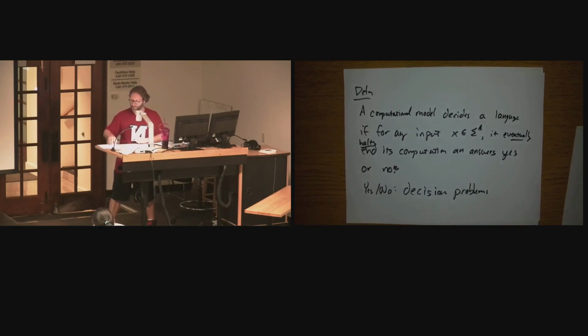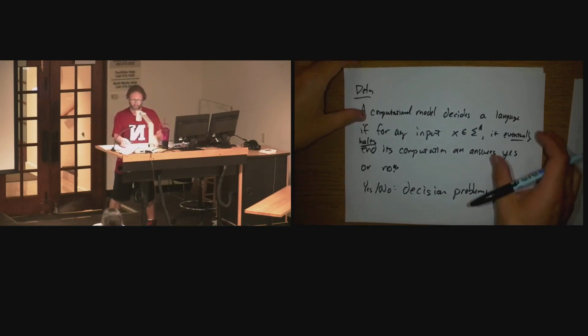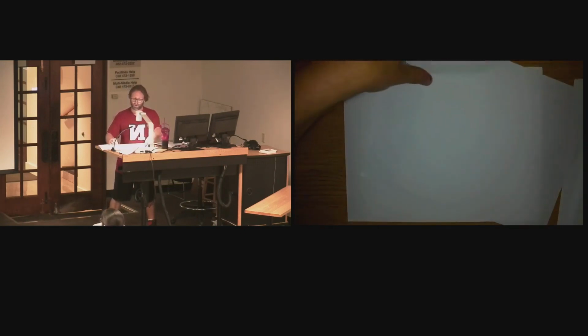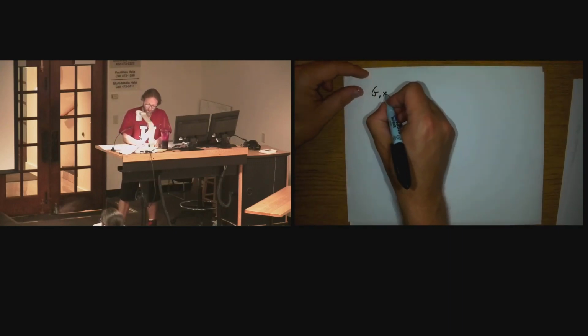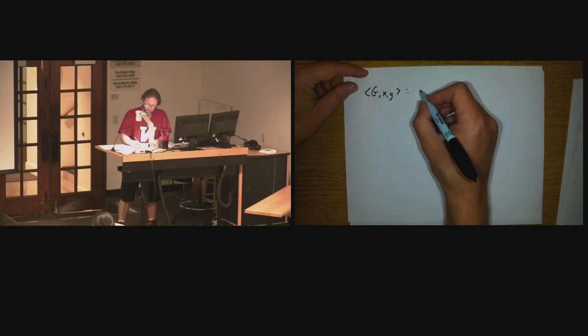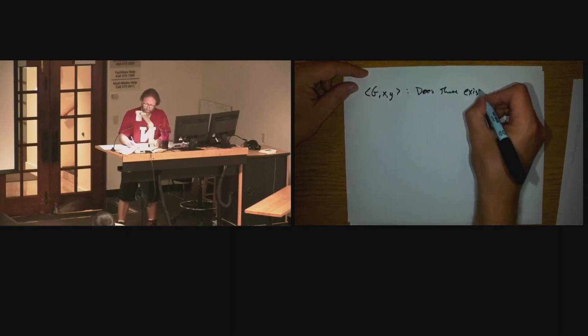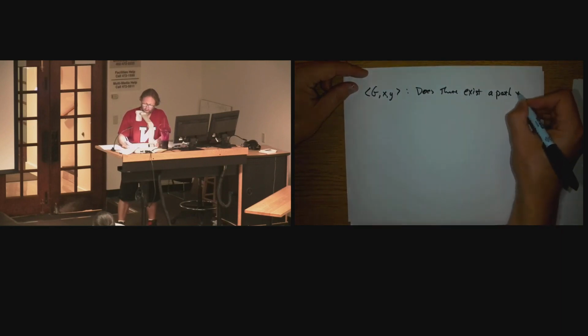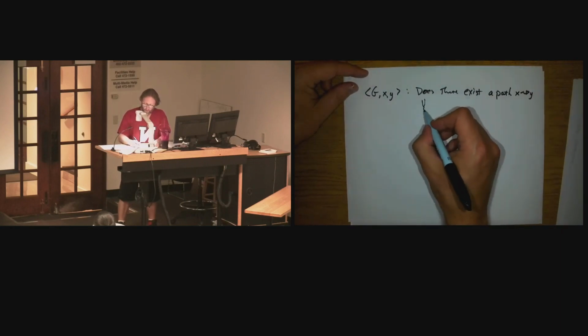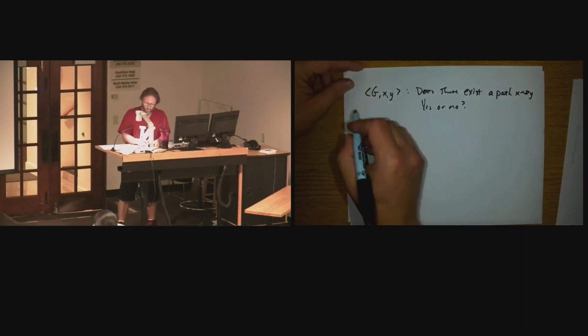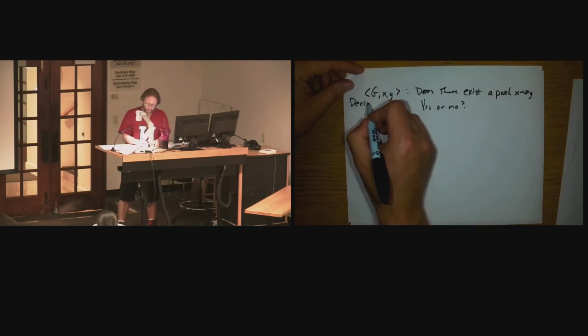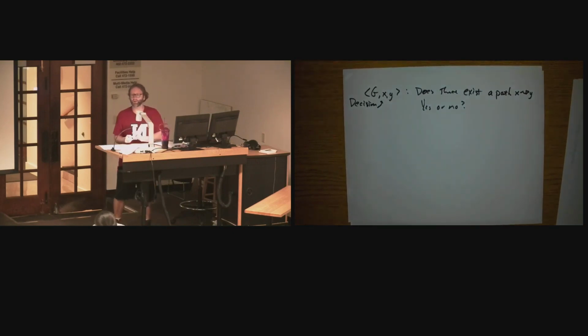Questions like I just asked, given a graph G and two vertices X and Y, is there a path or not? Right? So the decision version that we just looked at was G, X, Y. Does there exist a path X to Y? Yes or no? This is a decision version. Okay? You're just trying to answer yes or no.